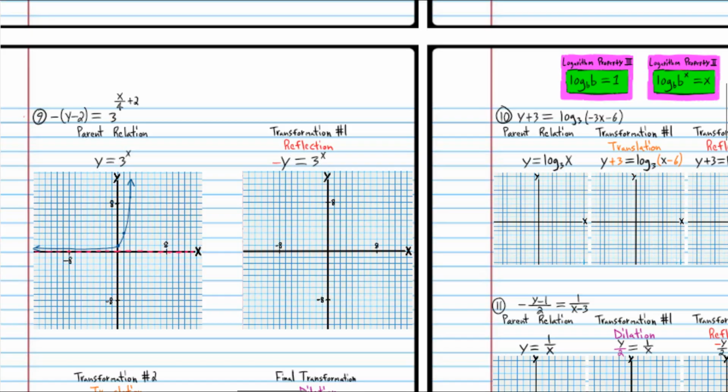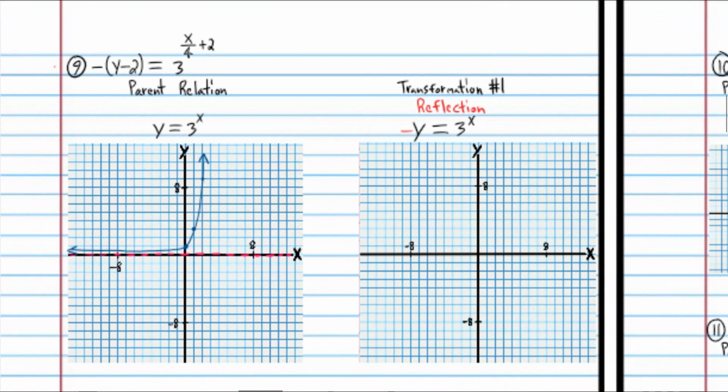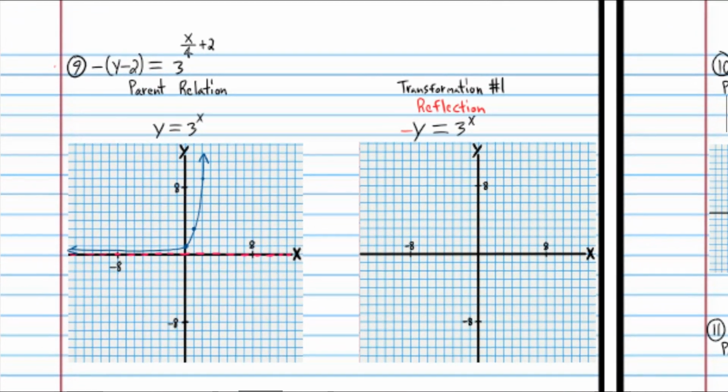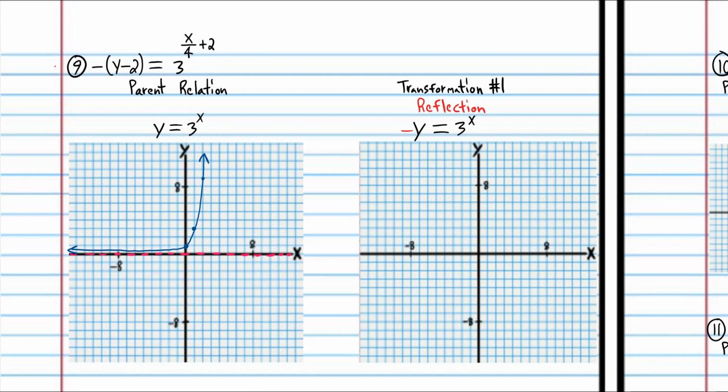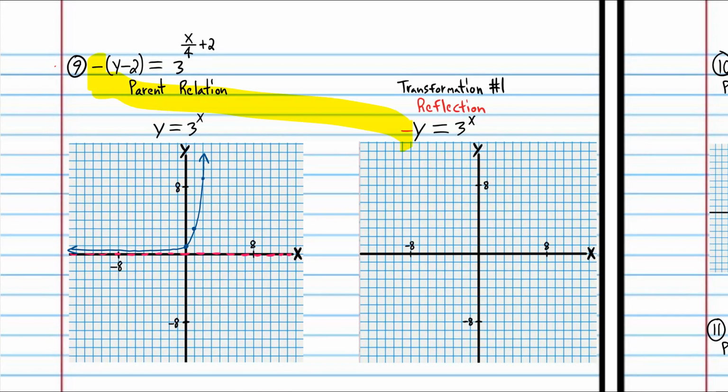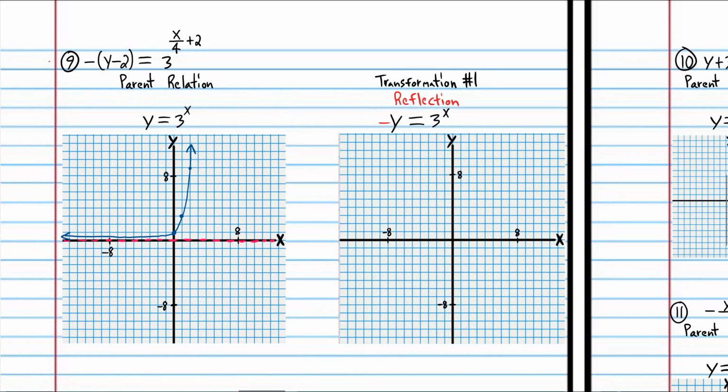So now we're going to reflect, because there's a negative symbol in front of the y minus 2. So we're going to write a negative symbol there. So we're writing the same exact equation. We're just replacing y with negative y. And when we do that, we reflect across the x-axis.